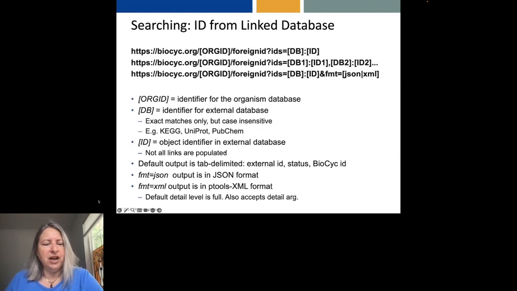And then we have JSON and ptools XML format. The JSON format also indicates for each of the IDs you specify whether something was found and what the match was. The ptools XML format doesn't actually do that. It just returns the full description of all the matching objects. But of course, all the objects contain their database links, so you could find which links match which thing there. So I'm just giving some examples here.